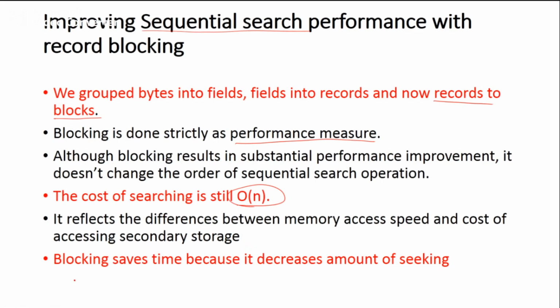That means blocking saves time because it decreases the amount of seeking. The number of times you go to secondary storage will be decreased. That is why it is going to improve the performance. When the seeking time is less, obviously your performance will be better, right? So blocking will save time by decreasing the amount of seeking. That is why it will improve your performance. That is the concept of blocking.